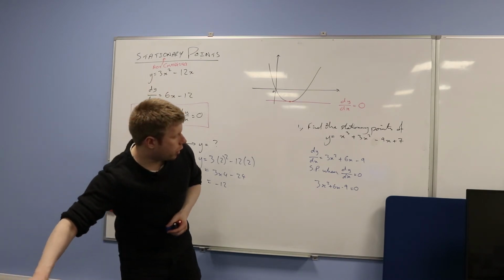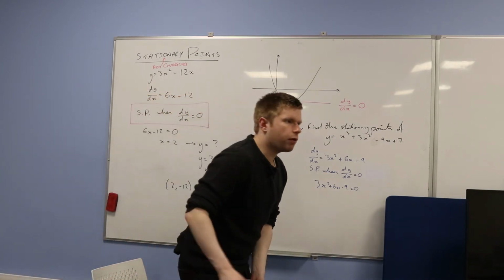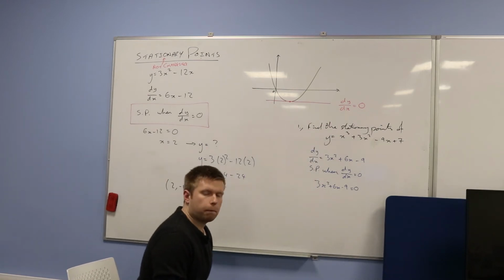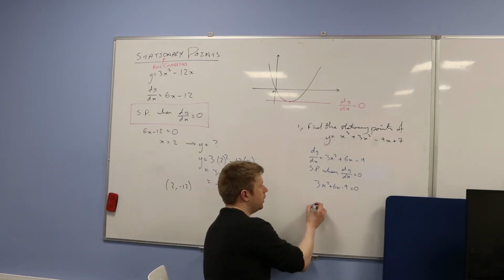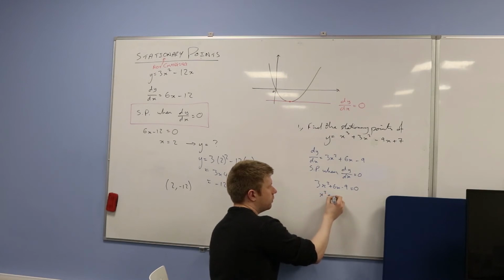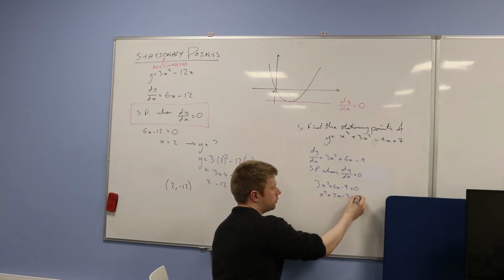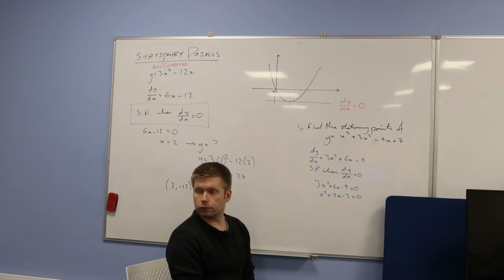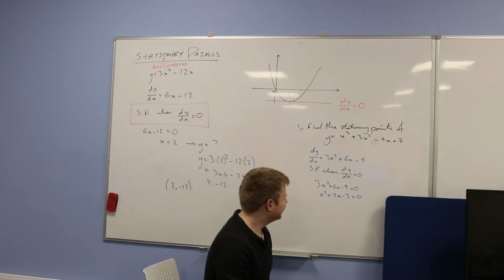Is there anything we can do to simplify things? Wait a second. This is like x minus 3 squared, right? What? Sorry, that's it. Okay. I made an ass of myself.